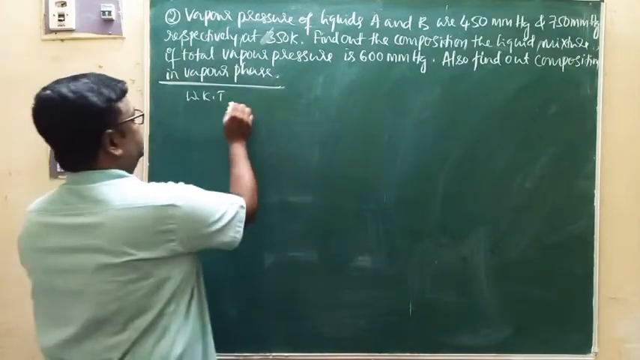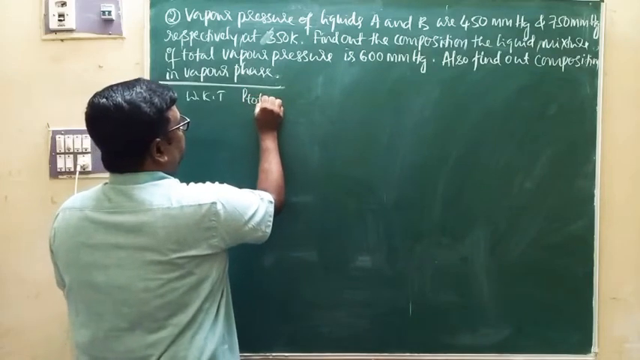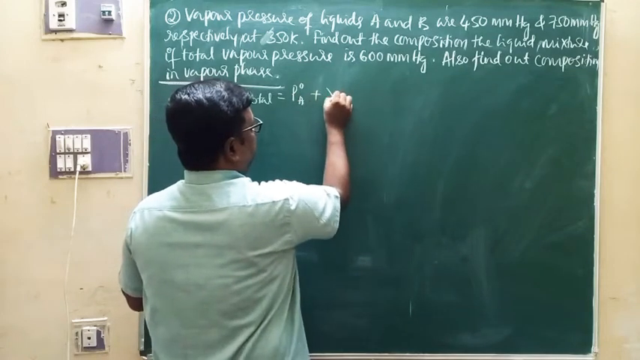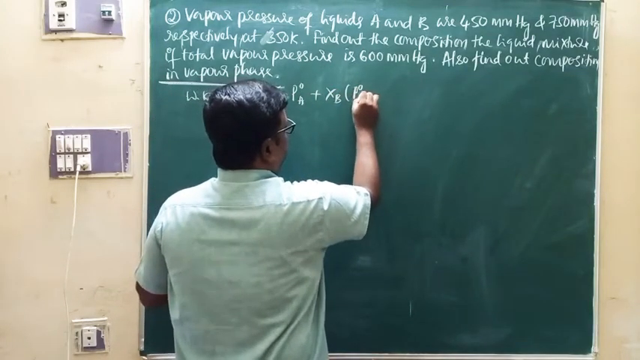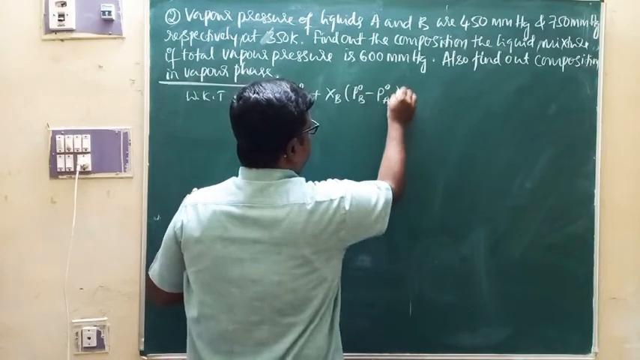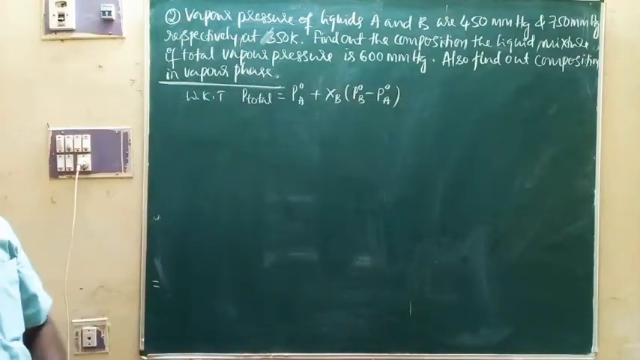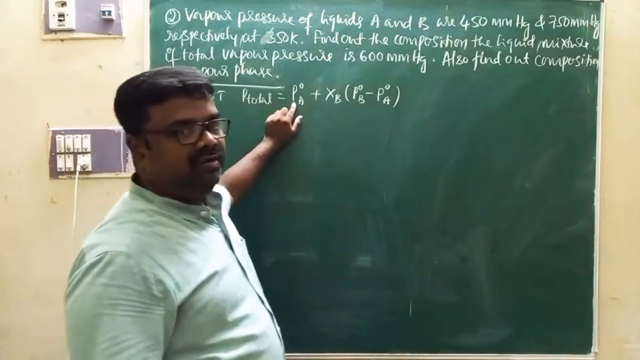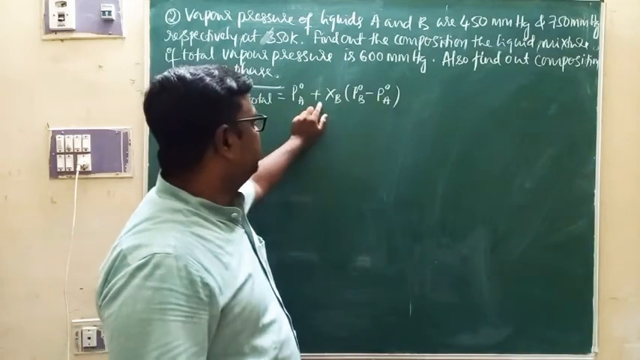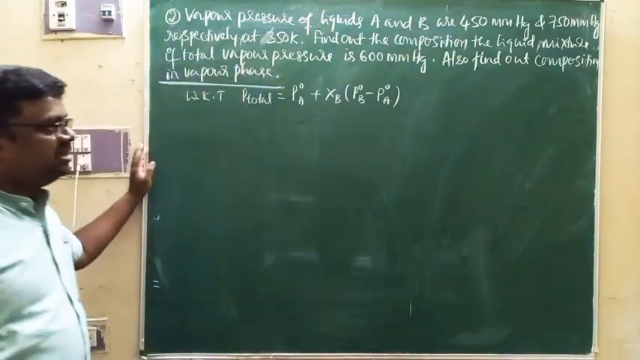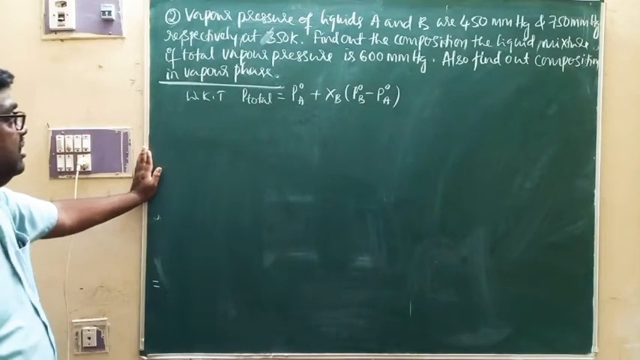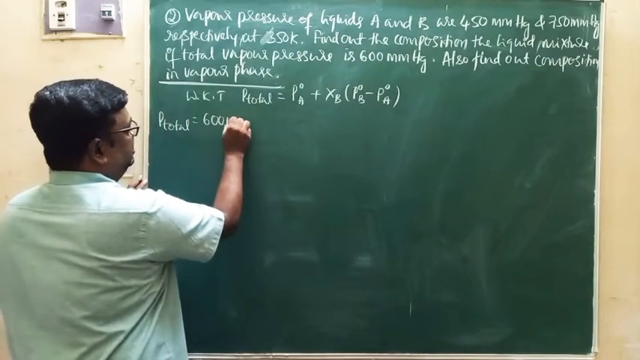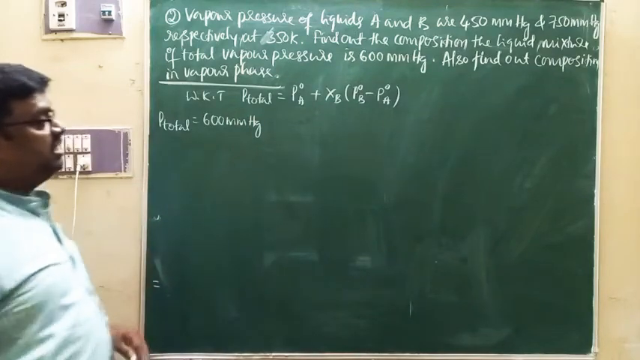Now, P total is equal to, as we solved in the previous class, P naught A plus XB into (P naught B minus P naught A). This is the discussion that we had in the previous class. Total vapor pressure is equal to vapor pressure of pure component A, plus XB into (P naught B minus P naught A). And of course P total is given.